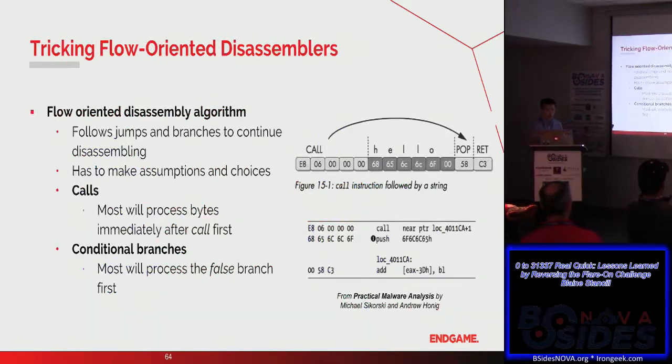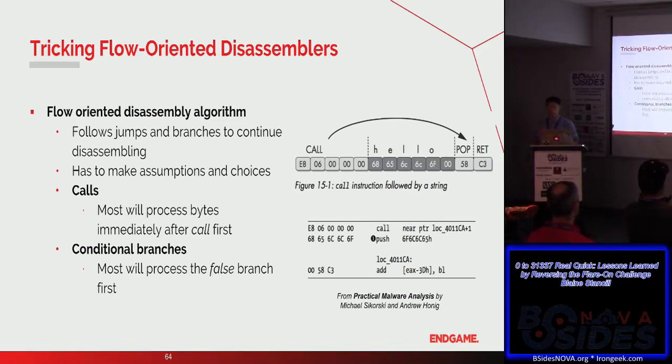So let's talk about tricking flow-oriented disassemblers. There are different disassembly algorithms. Most commercial disassemblers, such as IDA, use the flow-oriented disassembly algorithm, so that's what we'll talk about today. Certain assumptions and choices have to be made about which location the disassembler needs to disassemble first when it encounters a conditional jump or a call. For calls, most flow-oriented disassemblers will process the bytes immediately after the call first. For conditional branches, most will process the false branch first.